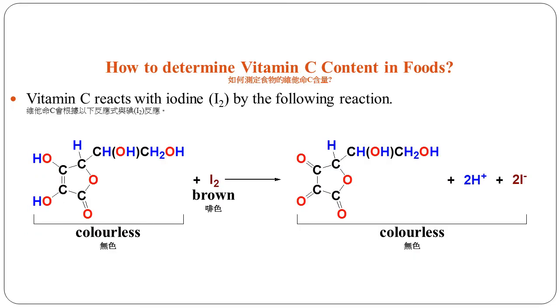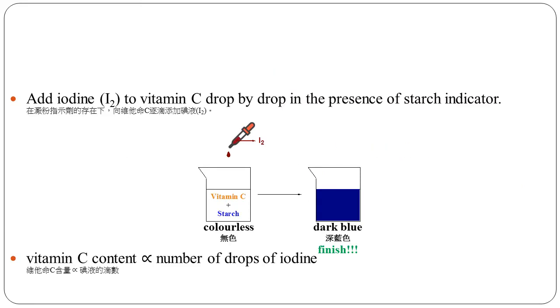So, how to determine vitamin C content in fruits? Vitamin C reacts with iodine, I2, by the following reaction. On the left-hand side, the reactants, vitamin C is colorless. It reacts with I2, which is brown in color, to form the products on the right-hand side. The products are all colorless. We can apply the above reaction to determine the vitamin C content in fruits.